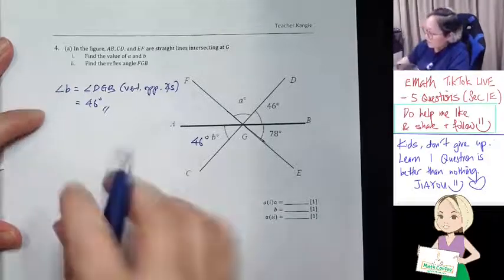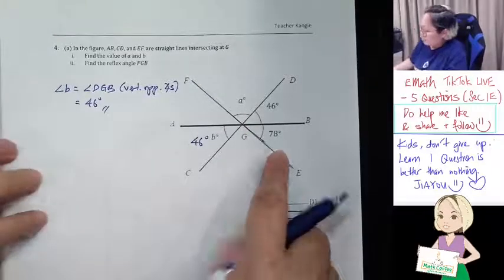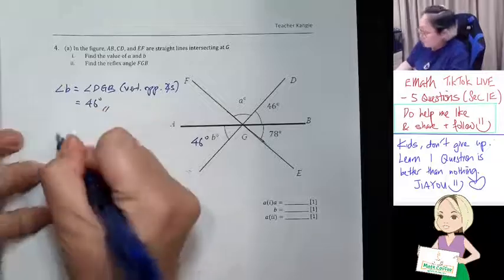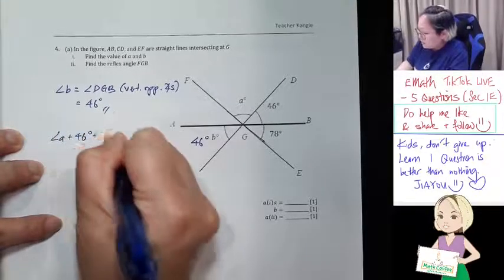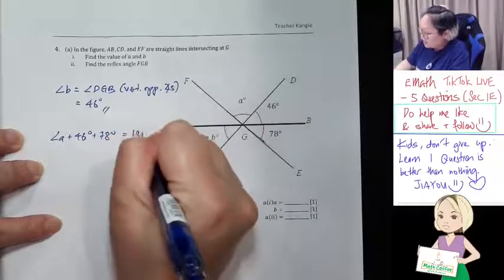Okay? So now angles on a straight line is 180 degrees. So kids, you already learned how to do linear equations. So you're supposed to form an equation. So you will say angle A plus 46 degrees plus 78 degrees. These three angles add up together to give me 180 degrees.